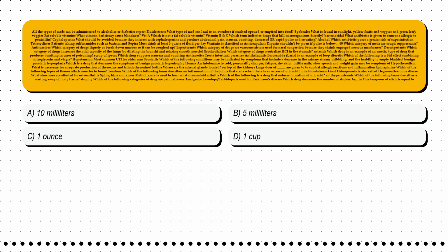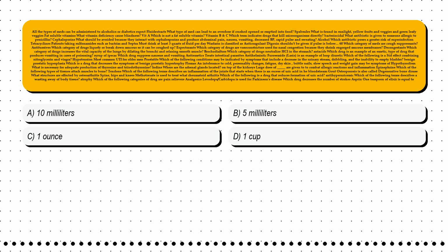Hypotension. What is the most common UTI for older men? Prostatitis. Which of the following conditions may be indicated by symptoms that include a decrease in the urinary stream, dribbling, and the inability to empty the bladder? Benign prostatic hyperplasia. Which is a drug that decreases the symptoms of benign prostatic hypertrophy? Flomax. An intolerance to cold, personality changes, fatigue, dry skin, brittle nails, slow speech and weight gain may be symptoms of hypothyroidism. What is necessary for adequate production of thyroxine and triiodothyronine?